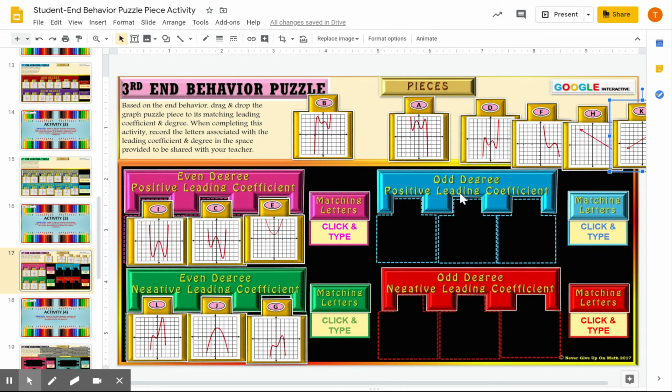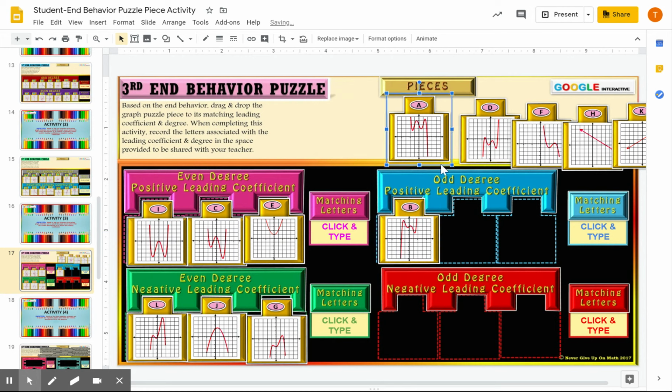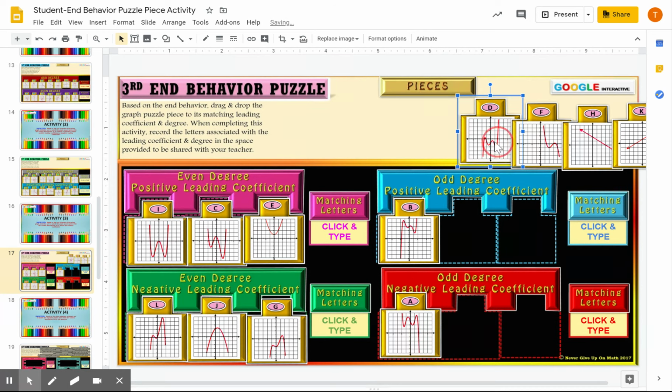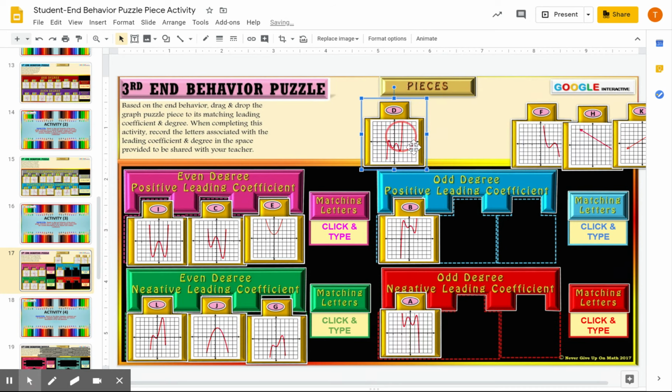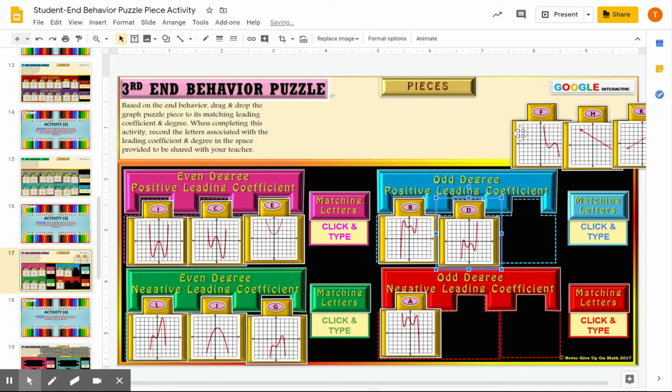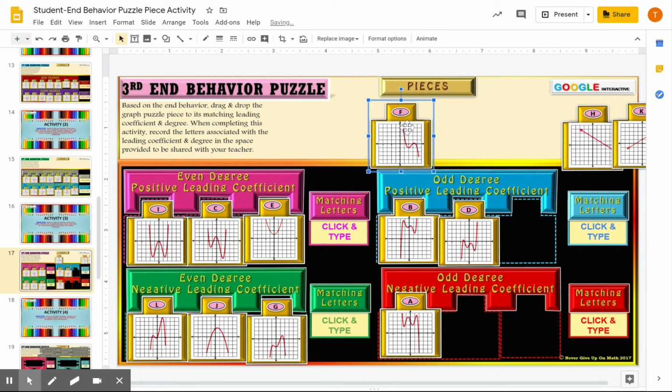Again, positives are going to go up on the right. So B is headed up on the right. So I know that's positive. A is headed down on the right. So I know that's negative. D is headed up on the right, so that's positive. F, you see it's pointing downward on the right.